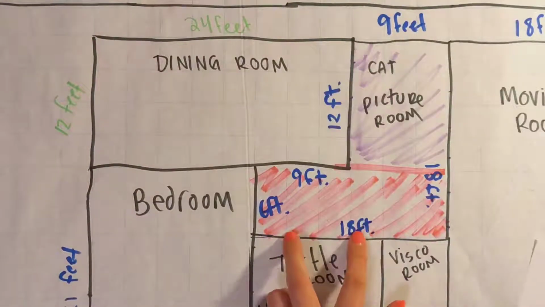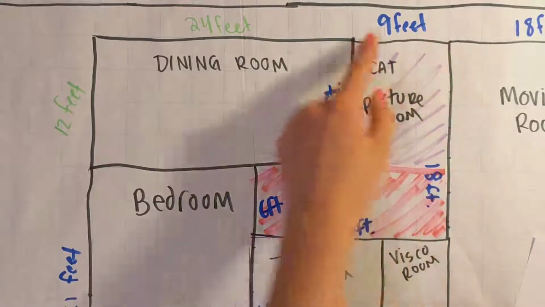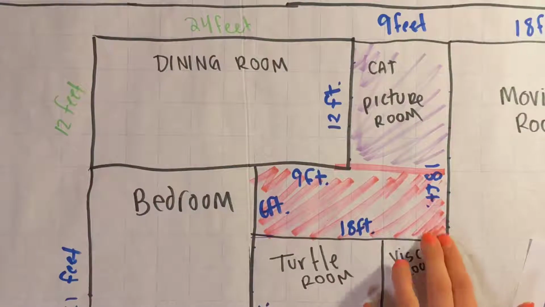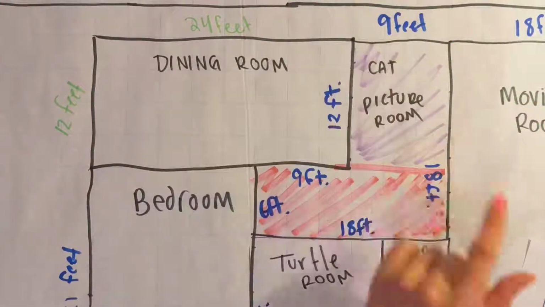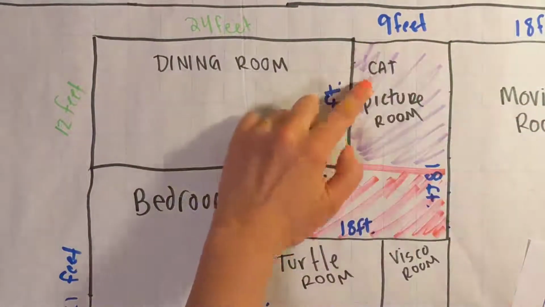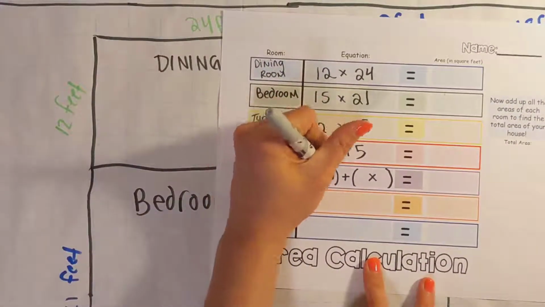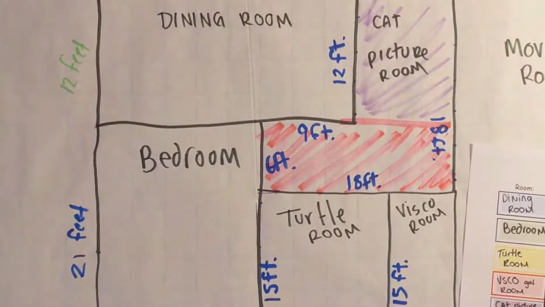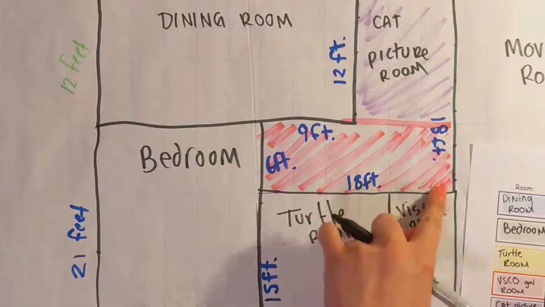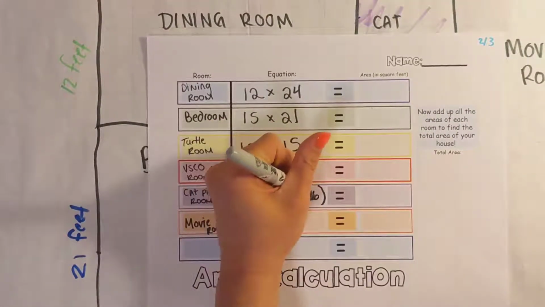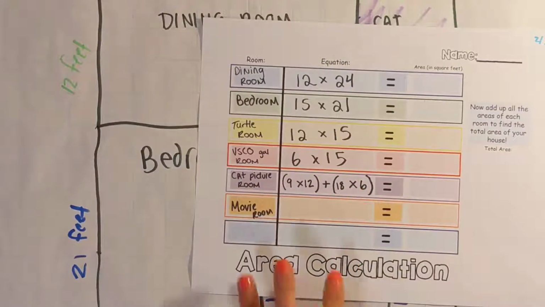So for the purple, I'm going to do 9 times 12. And you want to double check your numbers, because I have an 18 here, but the 18 is for all of this. We just want the purple. 9 times 12 for the purple. Take a look at the pink. What would the equation be for the pink? 18 times what? It would be 18 times 6. And that's the equation for the cat picture room.